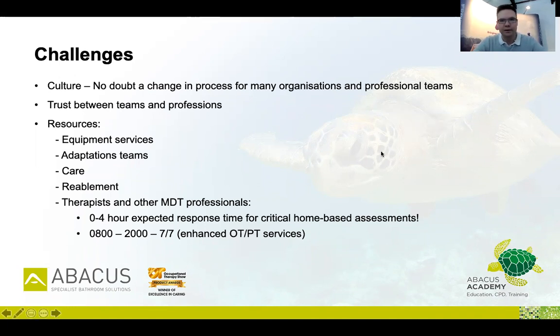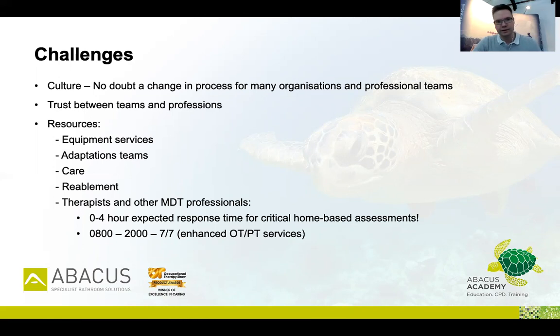Trust between professional teams and professions, obvious. It seems straightforward, but it's not. We need to make sure that we trust other teams and our multidisciplinary colleagues. Resources, so equipment, services, adaptations, teams, care, is it all in place? Is it available? Is reablement there when we need it? Equipment services, do they work 7 days a week? What happens when something isn't a standard piece of equipment? Once somebody's at home, changing the prioritization criteria for that patient, because their top priority is for a discharge and they don't class this as a discharge anymore. Things like that have to change.